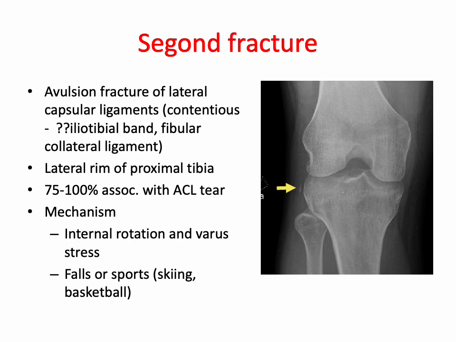A Segond fracture is an avulsion fracture of the lateral rim of the proximal tibia or the tibial plateau, and it's an avulsion fracture of some of the lateral capsular ligaments. It is important because it has a high degree of association with ACL injury or tear. Mechanism is internal rotation with varus stress, seen in sports where you're rapidly changing direction, like skiing, basketball, or in some falls.